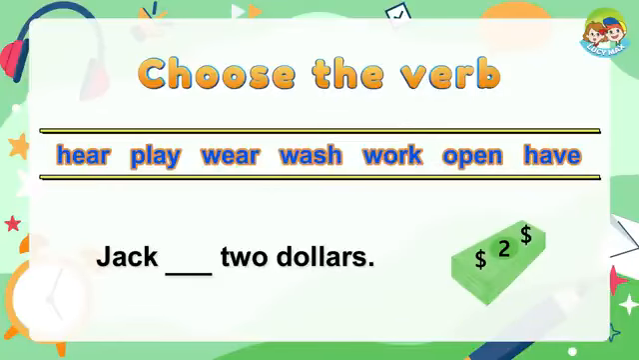Jack blank $2. The answer is has. Jack has $2. You change have to has because Jack is one person.